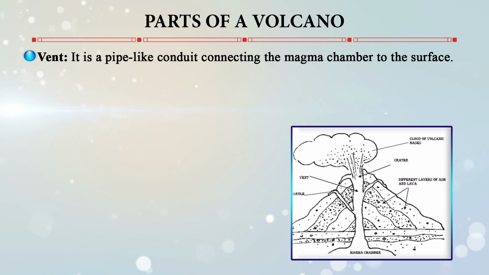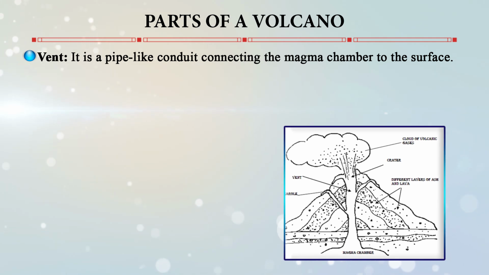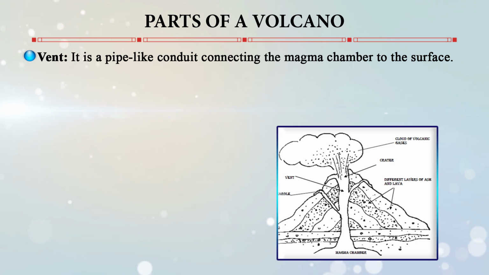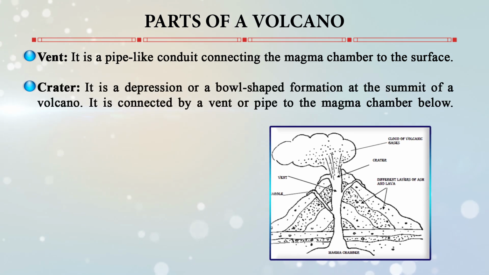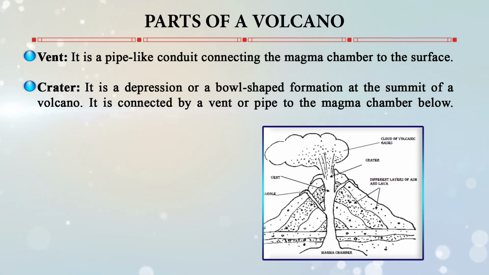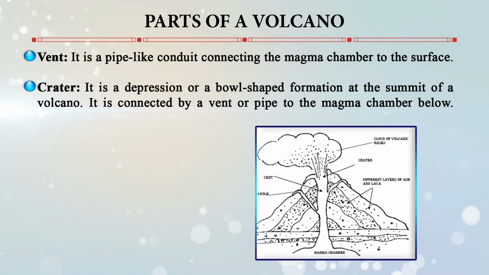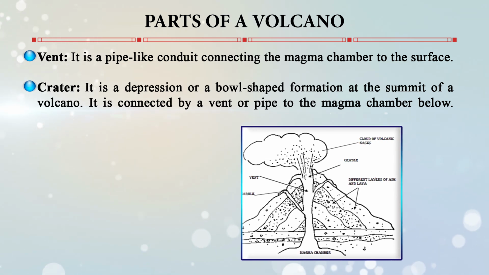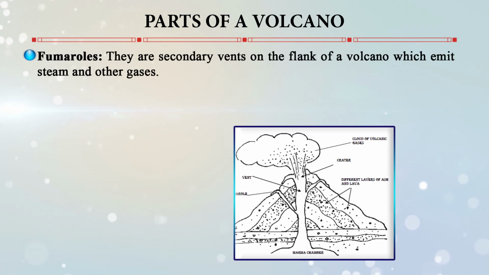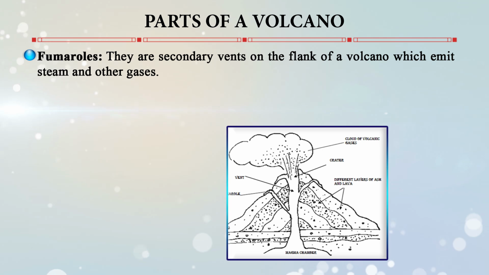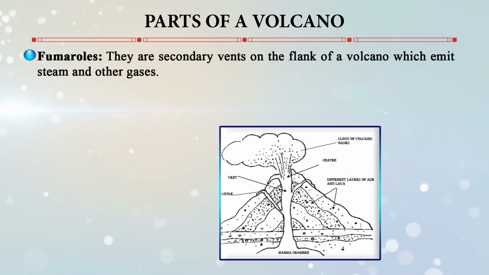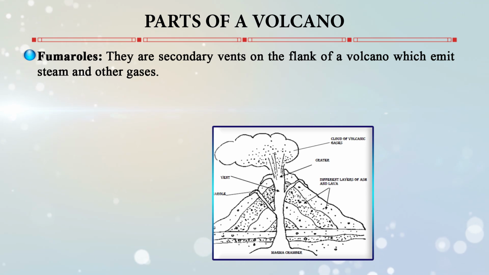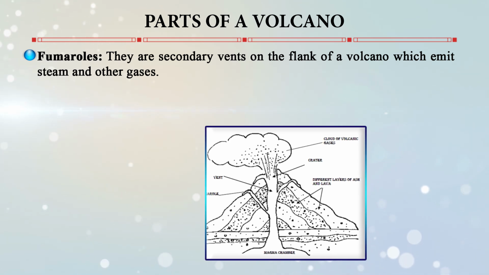Now, we should know the parts of a volcano before we proceed further. For example, what is a vent? It is a pipe-like conduit connecting the magma chamber to the surface. And what is a crater? You can see the diagram here. It is a depression or bowl-shaped formation at the summit of a volcano. It is connected by a vent or pipe to the magma chamber. You can see there are secondary vents at the flanks of the volcano in the diagram. They are called fumaroles. Fumaroles are secondary vents on the flank of a volcano which emit steam and other gases.